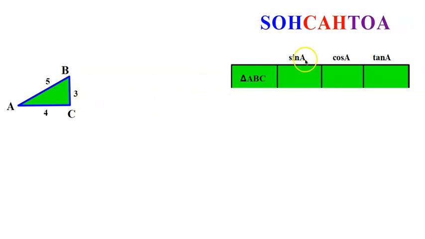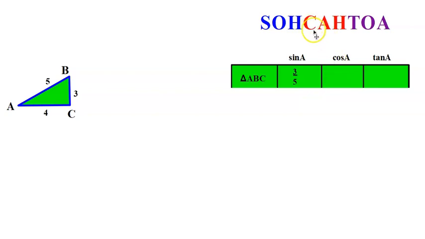ratios are. So here, I'm going to find the sine of angle A in triangle ABC. Sine, remember, is opposite over hypotenuse. So this is for angle A. So opposite of angle A is 3, and the hypotenuse is 5. So this is just going to be 3 over 5.